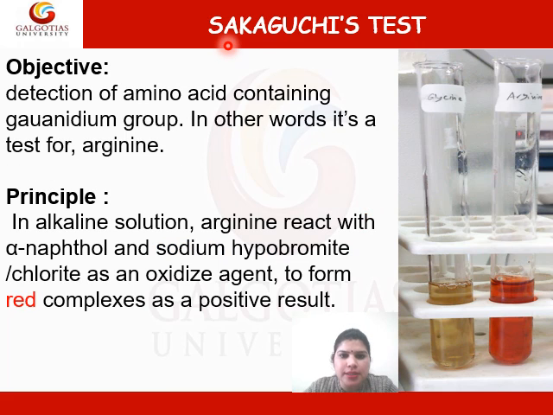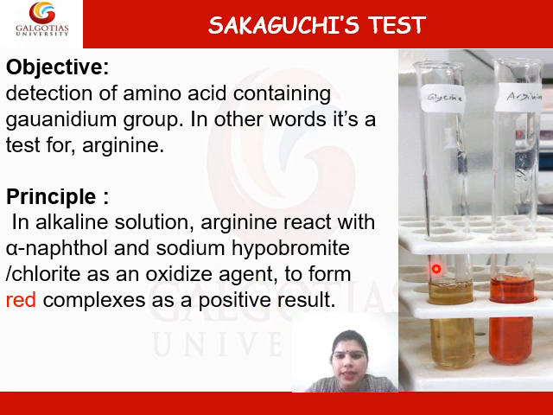The next test is the Sakaguchi test. This test is used for identification of amino acid containing guanidine group. In other words, we can say that this test is used for identification of arginine amino acid. Principle: in the alkaline solution, arginine reacts with alpha naphthol and sodium hypobromite or chloride as an oxidizing agent to form a red complex as a positive result.